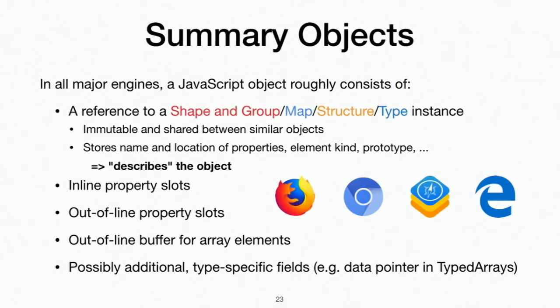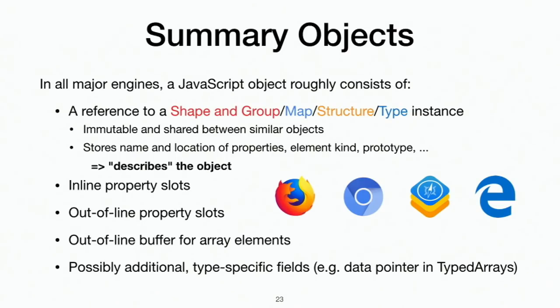If you look at any of the major 4 engines right now and see how they implement objects, you would find that all of them have a reference to this shape object, and it's called differently in all engines. In Firefox, it's actually 2: it's called shape and the group object. In V8, it's called map. In WebKit, it's called structure. And in Edge, it's called type. But they all do the same thing. They are shared and immutable. Those are the 2 important properties. And they fully describe the object. They tell you which properties it has, where they are stored, what prototype it has, etc.